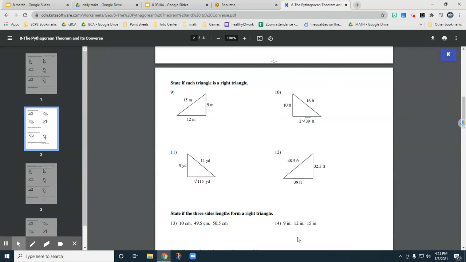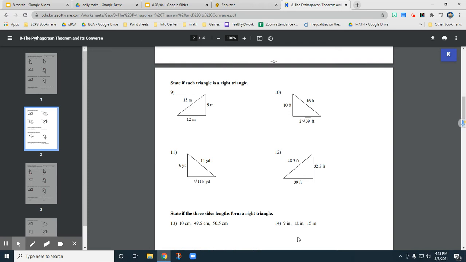Hey everybody, we're going to be taking a look at the converse of the Pythagorean theorem. The Pythagorean theorem states for any right triangle, the square of A plus the square of B equals the square of C. The converse says if you can square A and B and add them together and get the square of C, it must be a right triangle.